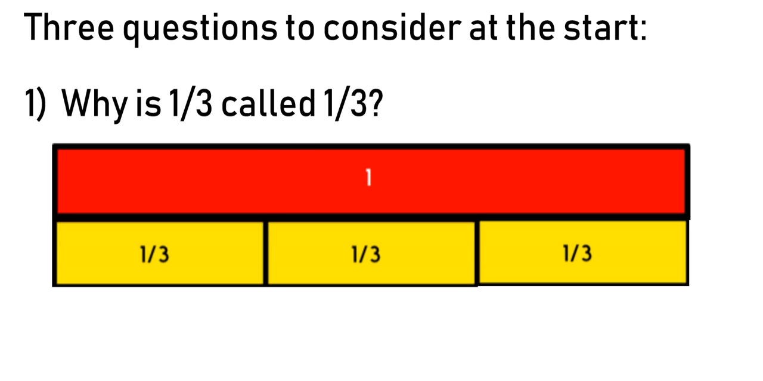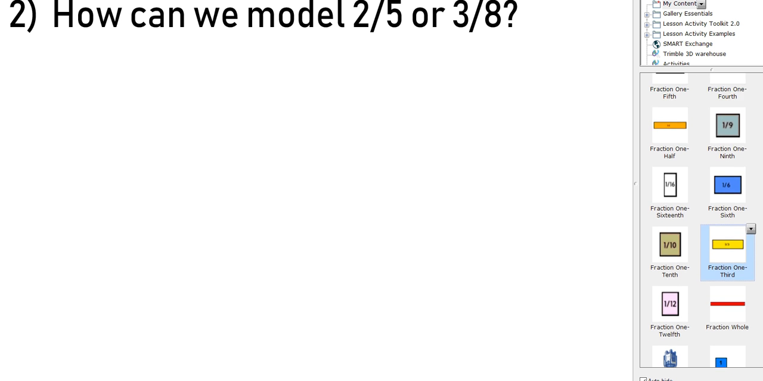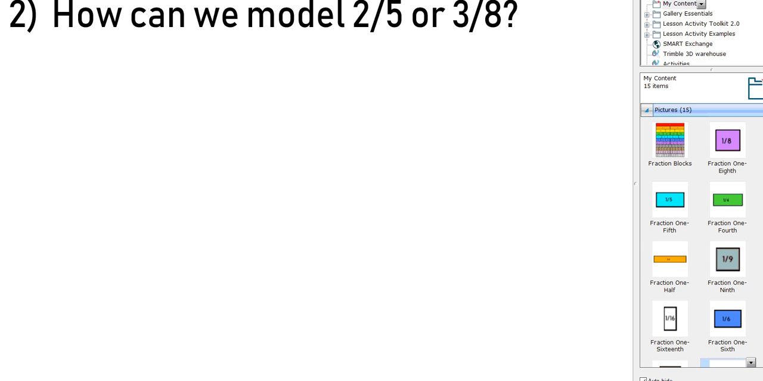It is almost like we took this 1 whole and broke it into 3 equal pieces, and this is one part out of a whole with 3 parts. That's why 1/3 is called 1/3. So how can we model 2/5 or 3/8? Think for a moment how we might use these pieces to model 2/5 or 3/8.